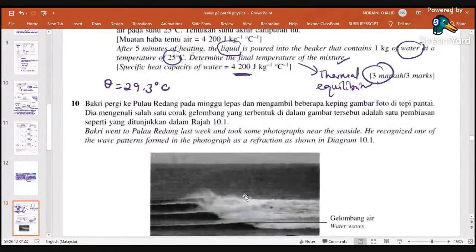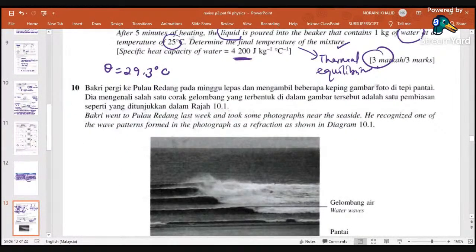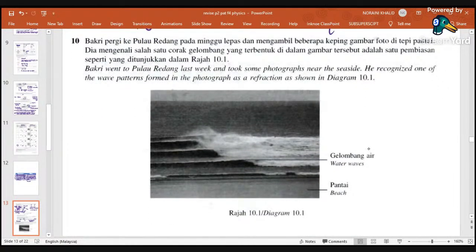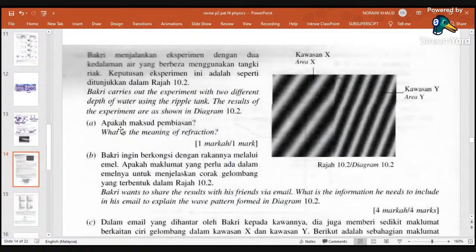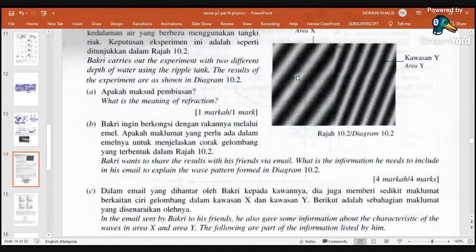Okay, number 10. Bakri went to Pulau Redang last week and took some photographs near the seaside. He recognized one of the wave patterns formed in the photograph as refraction, shown in diagram 10.1. So you can see the wave front follows the shape of the beach. Okay. Bakri menjalankan eksperimen dengan dua kedalaman air berbeza, different depth of water in the ripple tank. So result of experiment, you can see from here.